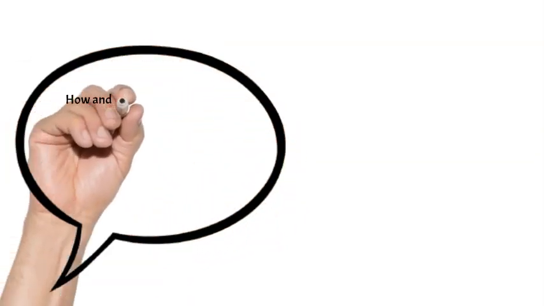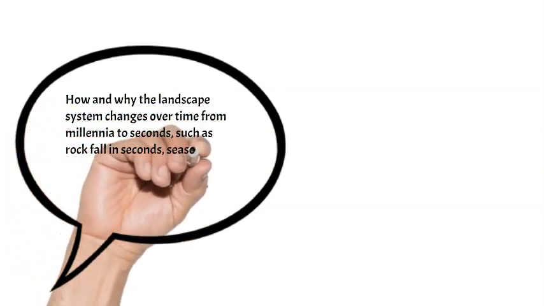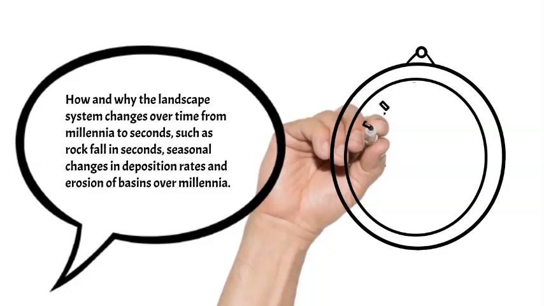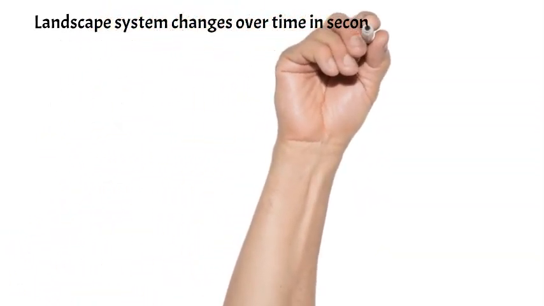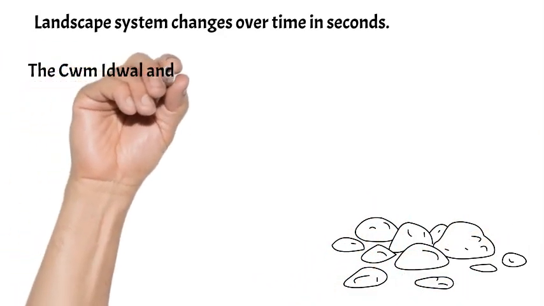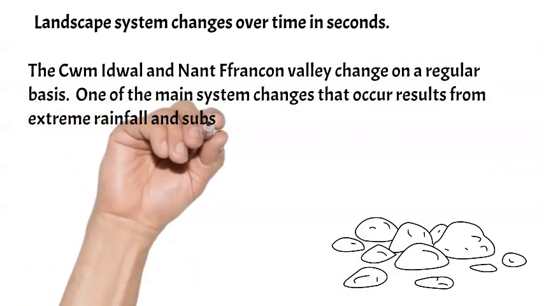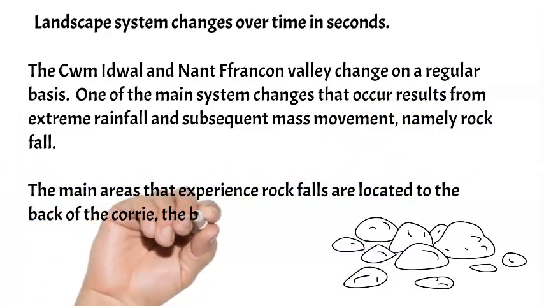And our last point. We want to know how and why the landscape system changes over time, from millennia to seconds. So our landscape systems, they can change in very short periods of time, in seconds. And this often involves weathering. Processes like freeze-thaw and frost shattering cause rockfalls, particularly in areas like the back wall of the corrie or cwm or cirque.